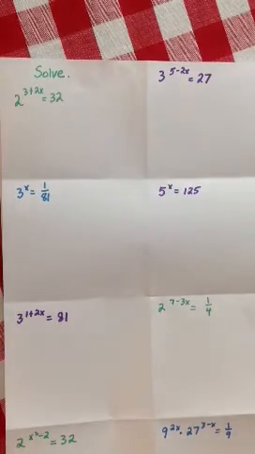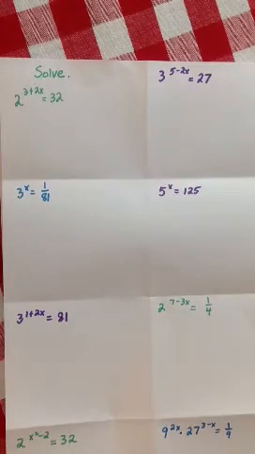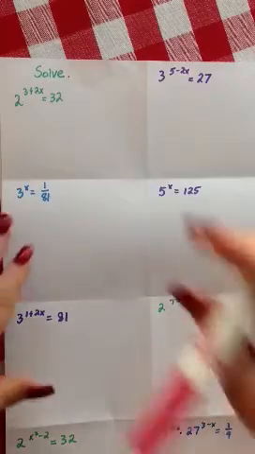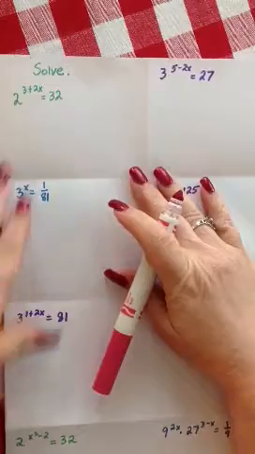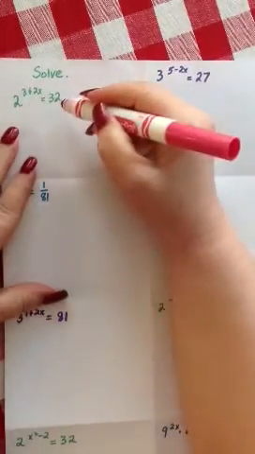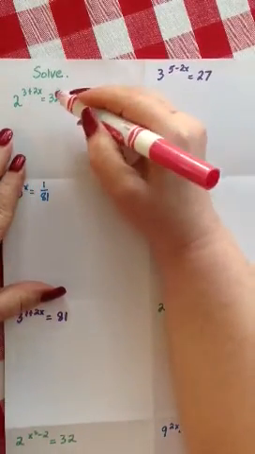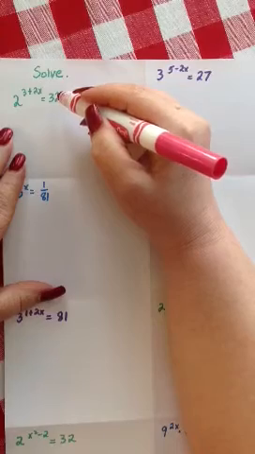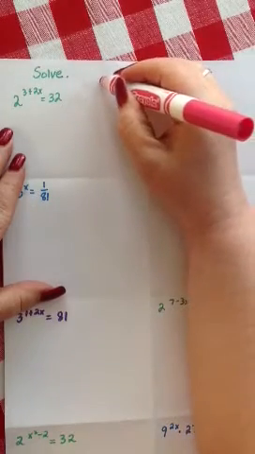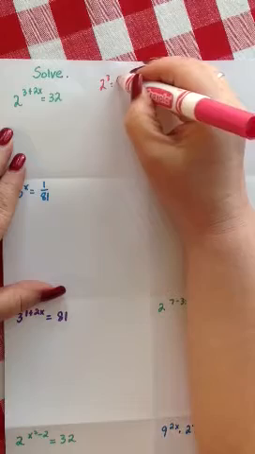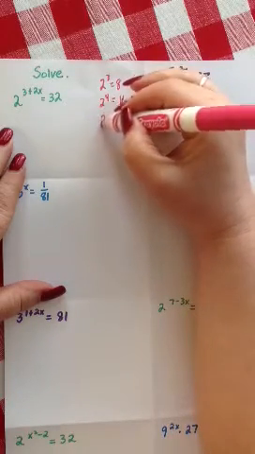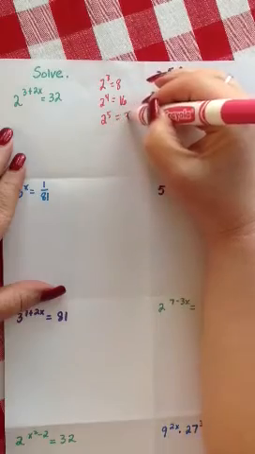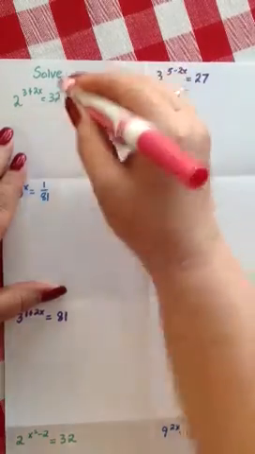All right, we will start our review with solving exponential equations. The biggest theme of this is write as powers of the same base. So we have 2 and 32. I can write 32 as a power of 2 because 2 to the third is 8, 2 to the fourth is 16, so 2 to the fifth is indeed 32. So I can write 32 as 2 to the fifth.